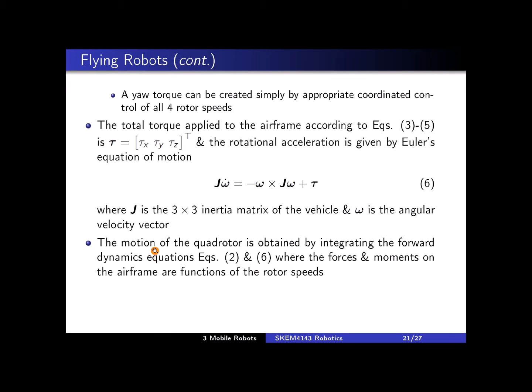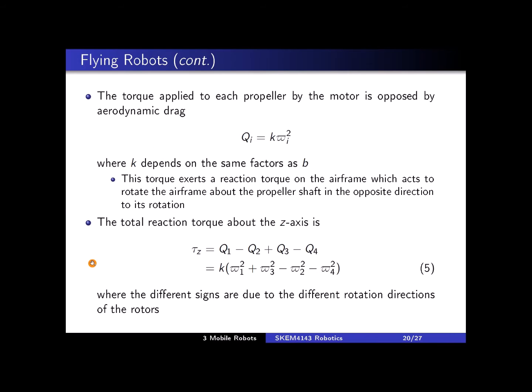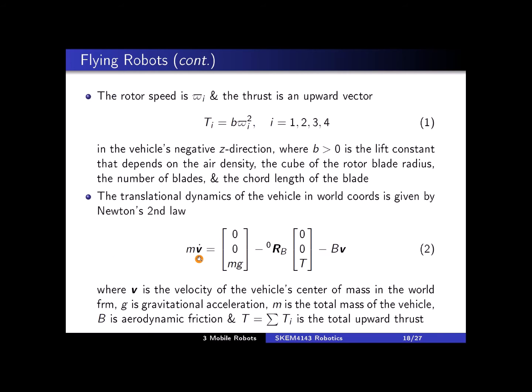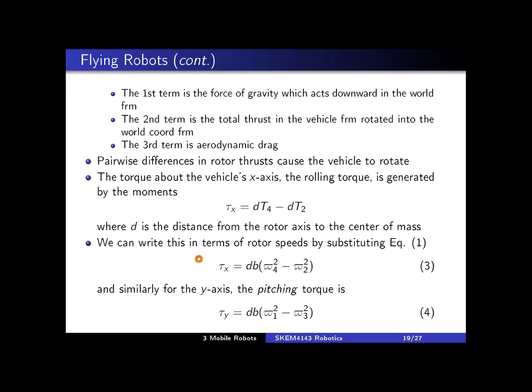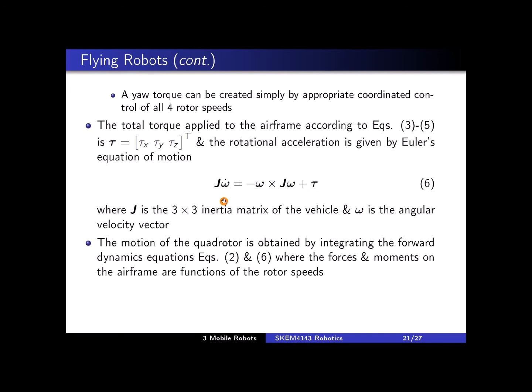So the motion of the quadrotor now is obtained by integrating the forward dynamics equations 2 and 6, where the forces and moments on the airframe are functions of the rotor speeds. So by integrating equation 2, you would get the velocity and the position, and by integrating equation 6, you will get the angular velocity and the angle.